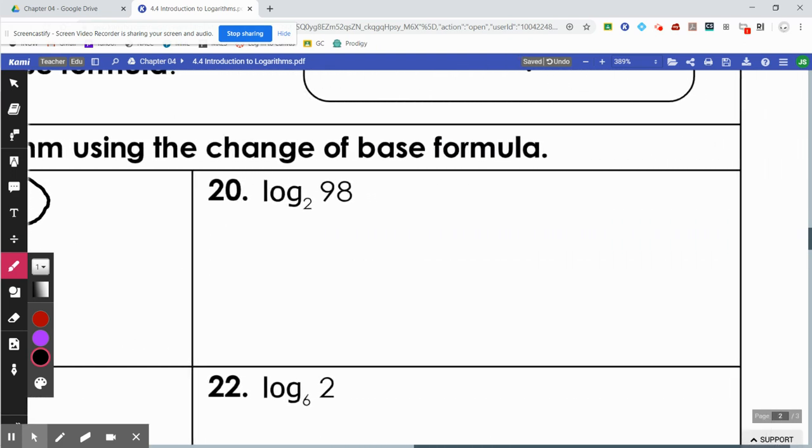Now, 2 to what power is 98 is what we're working here. The way we're going to find that out is the log of 98. Make sure you close your parentheses on your calculator, divided by the log of the base.